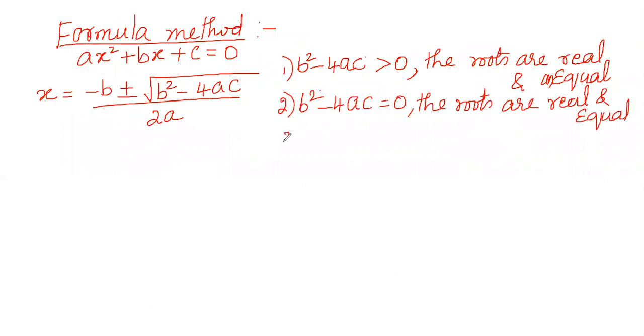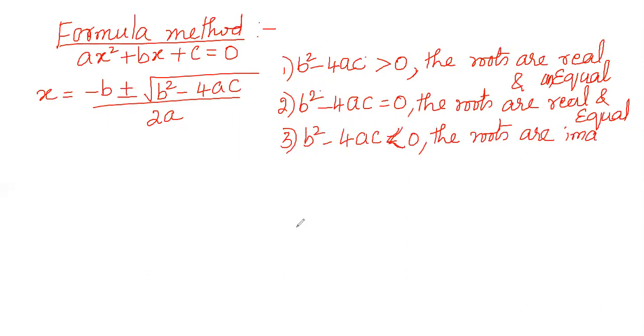Third condition: if b squared minus 4ac is less than 0, there is a negative number under the square root, and the roots are imaginary. For now, we need not see the third one. When there is a negative under the square root, you get an imaginary number, a complex number. Now we'll see the equation x squared minus 2x minus 24 equal to 0. This b squared minus 4ac is called the discriminant.